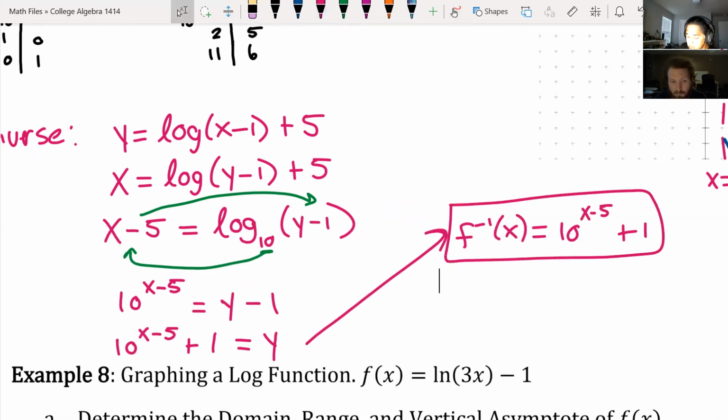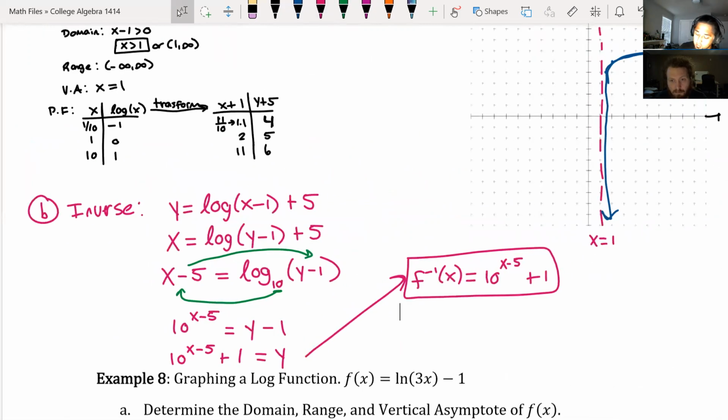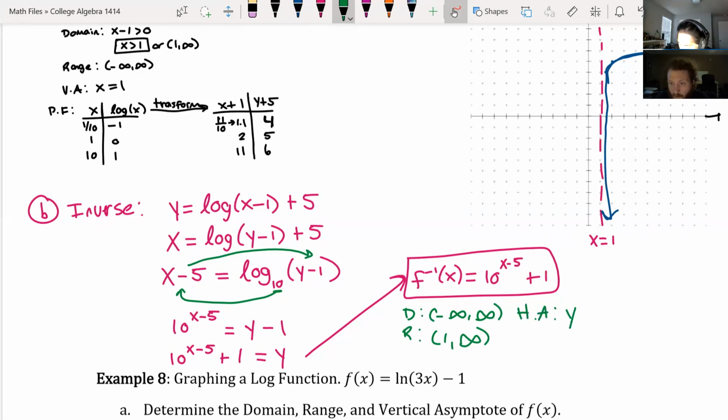And now all our work is made easy for us. We want the domain and range. So the domain and range, remember we take these guys at the top and we flip them. So my domain is going to be all real numbers, and my range is going to be from 1 to infinity. And if I have a vertical asymptote at x equals 1, this means I now have a horizontal asymptote at y equals 1.